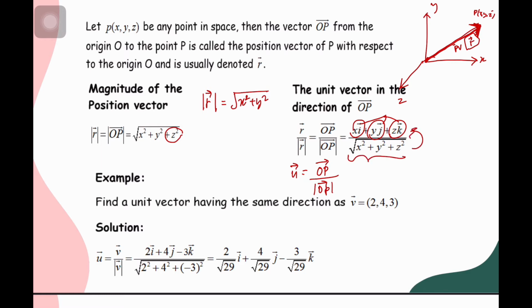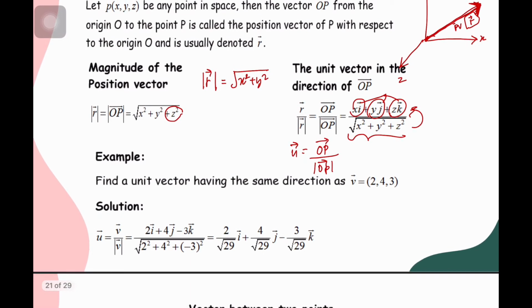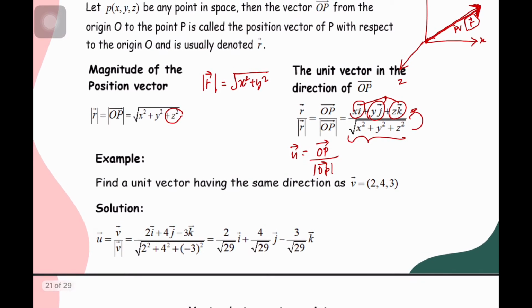Okay, so let's say an example here. Find a unit vector having the same direction as v equal to 2, 4, and 3. Okay, so now we want to find the unit vector that has the direction of v, 2, 4, 3, meaning from the origin to the point 2, 4, and 3. First we need to define what the vector v is. We know that vector v can be written in the form of i, j, and k. Therefore, the vector v can be written as 2i plus 4j plus 3k. So this one is the vector v.